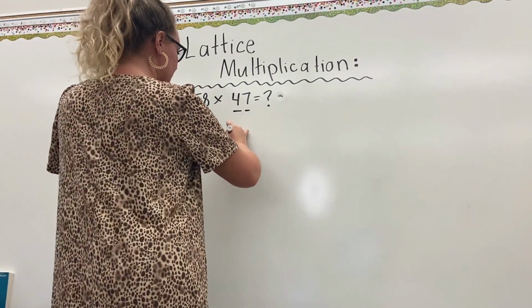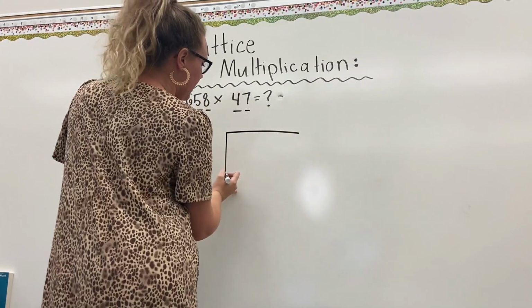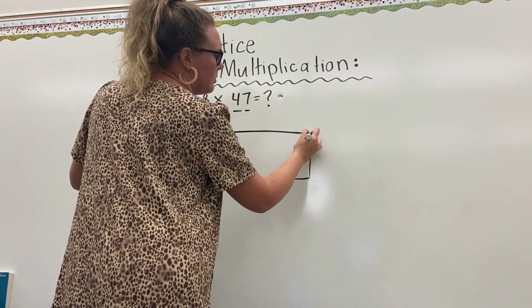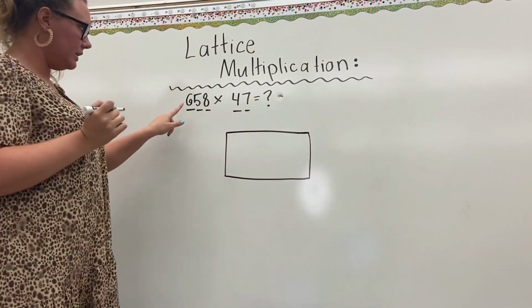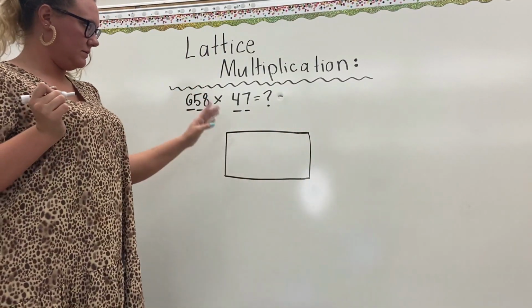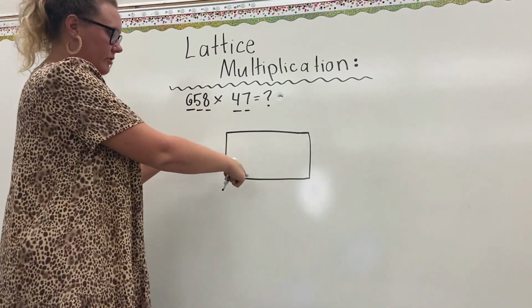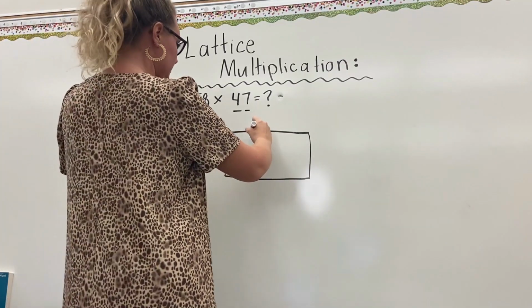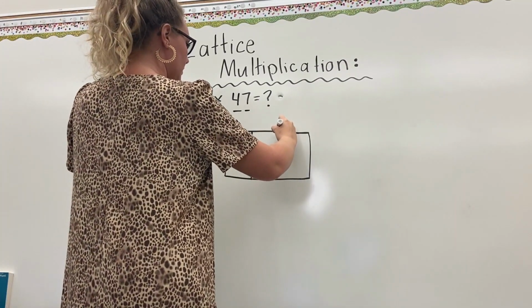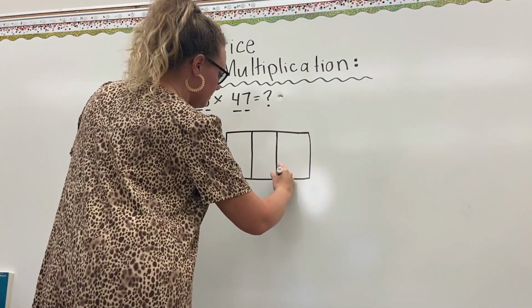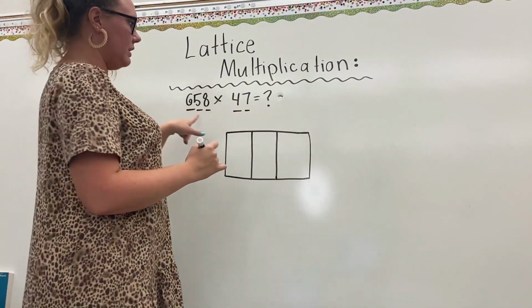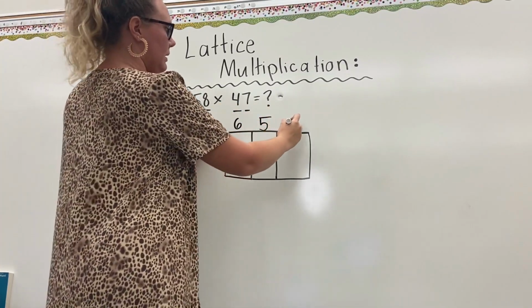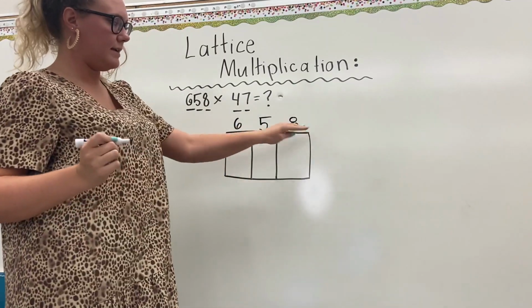So first step, I need to draw my box. Again, try to keep your boxes really neat. I have 3 digits, so that means I need 3 columns because we have a 6. I need a column for the 6, a 5, I need a place for the 5, and an 8, I need a place for the 8. So I'm going to divide it up so that I have 3 columns. Now I'm going to place my digits above my columns. 6, 5, and 8 for 658.